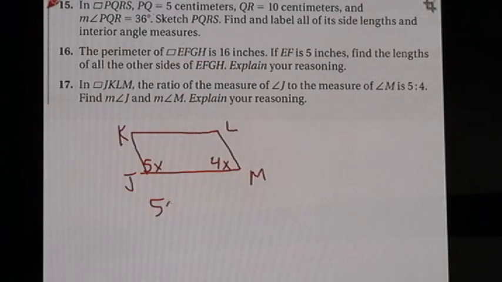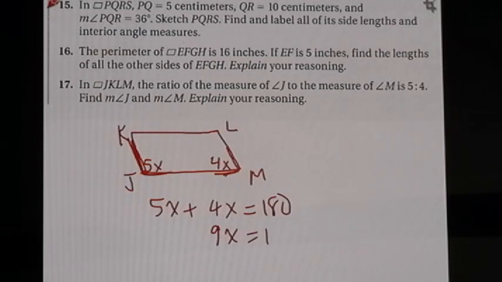So 5x plus 4x, they're not going to be equal to each other because one is an obtuse angle and the other is an acute angle, but they are consecutive angles in a parallelogram. Consecutive angles are supplementary, so together they have to equal 180, and that gives us 9x equals 180, so x equals 20.